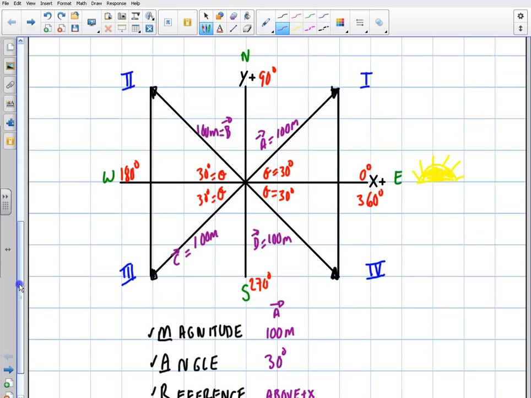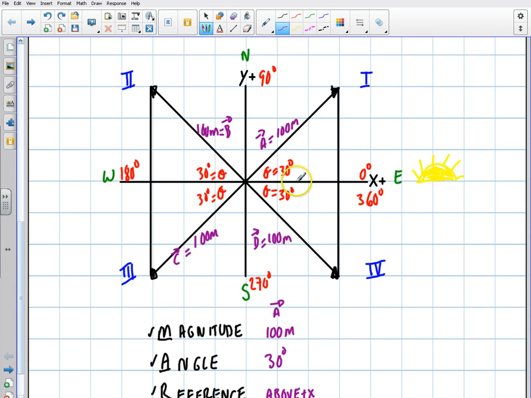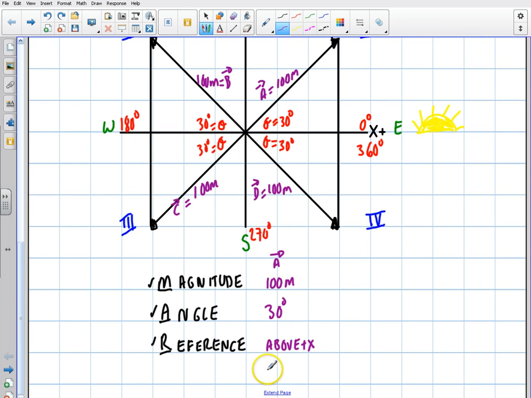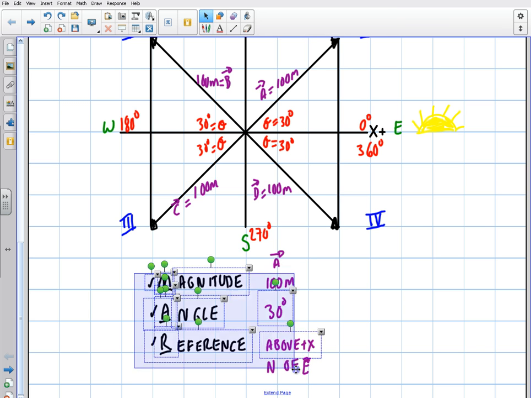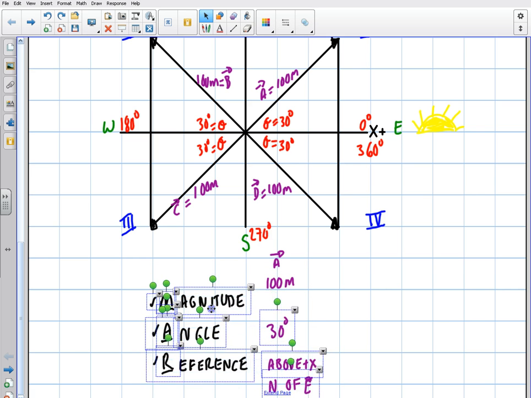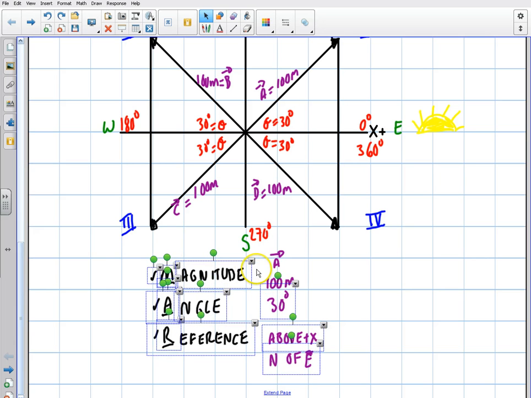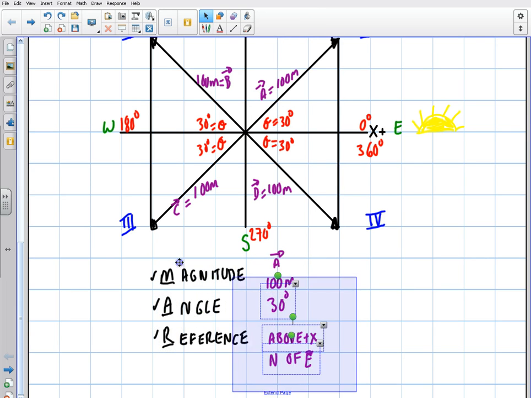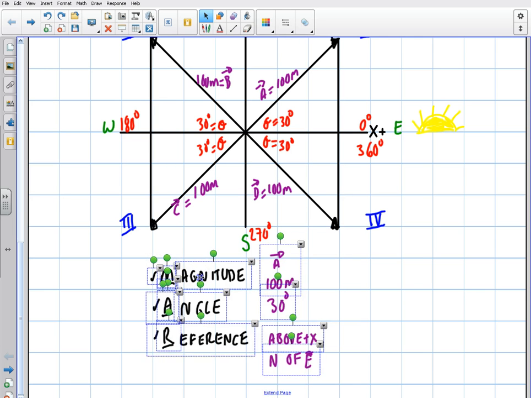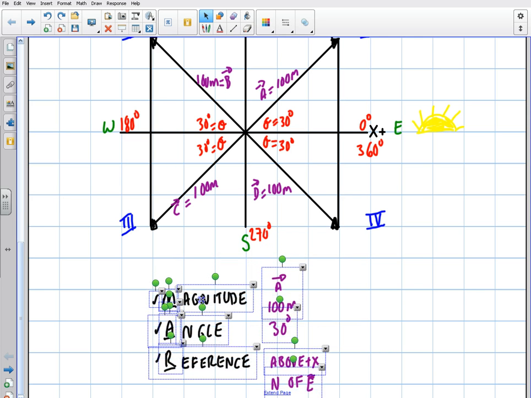If I was talking about a compass, I would say 30 degrees north of east. So that's another way to say it. North of east. So this is my reference. So magnitude, angle, reference, right? So when we're talking about a vector, that's important. You can't just say magnitude and direction. You could do an absolute direction with that. I mean, you could give a direction that's just one big angle. Sometimes we do that, but I'll hold off on that for now.